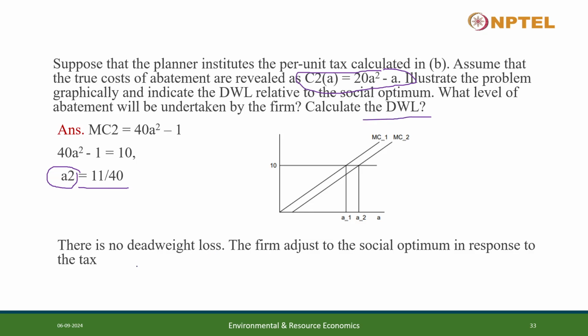Then they have asked whether there is any deadweight loss, right? The answer is that there is no deadweight loss. The firm adjusts to the social optimum in response to the tax. So that is what we have drawn out of this question.